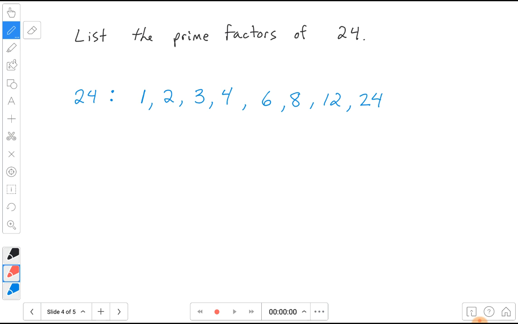So now we need to identify which of these values are prime. Okay, well, we know that 2 is a prime number. We know that 3 is a prime number. And that's it. None of these other values, because this is even, and 1 is not a prime number. So 2 and 3 are prime factors of 24.